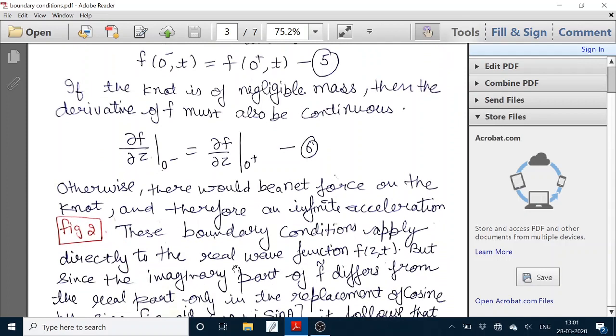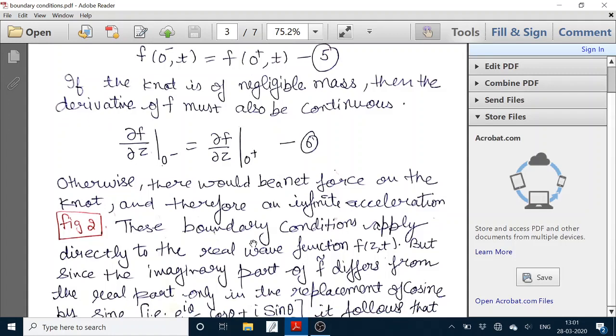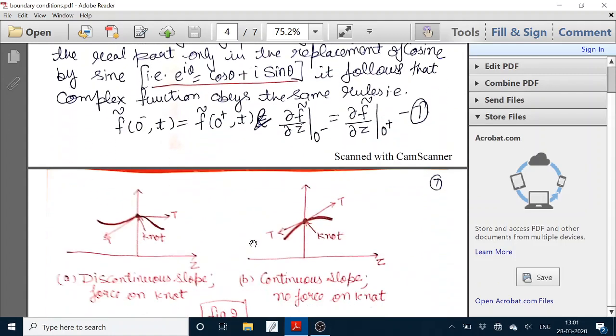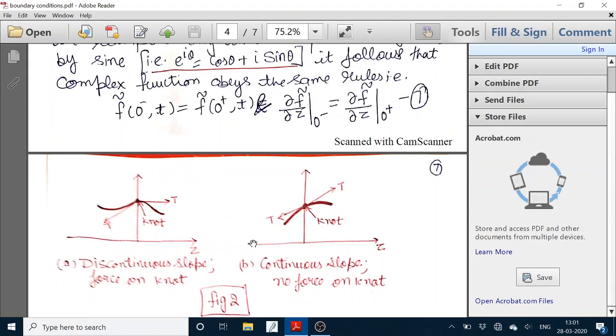If this condition is not satisfied, there would be a net force on the knot and therefore an infinite acceleration. So we can see it here. Here we have a discontinuous slope, and we have force in two directions, so there is a force on the knot. In this case we have a continuous slope and we have no force on the knot.